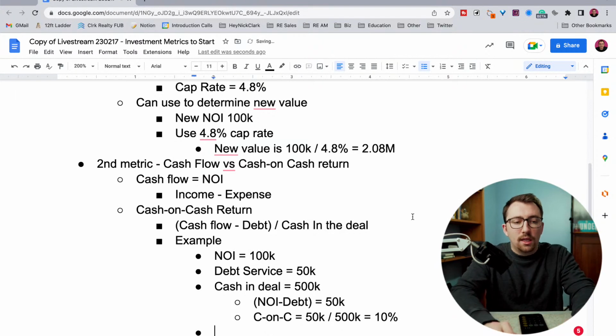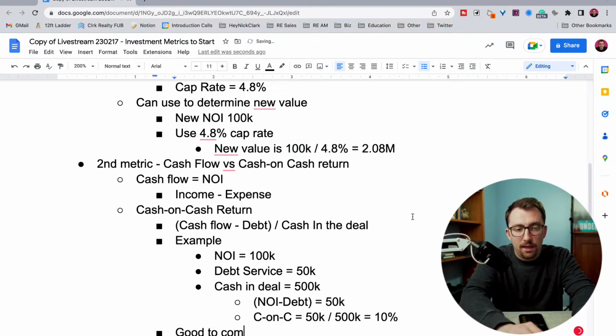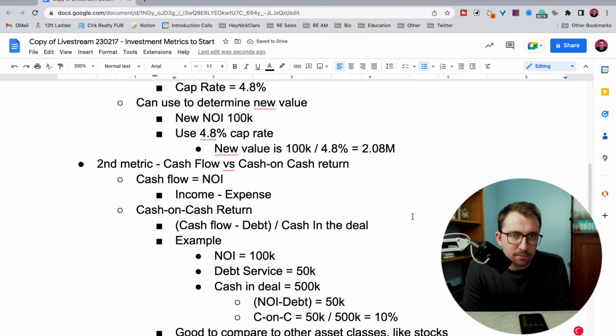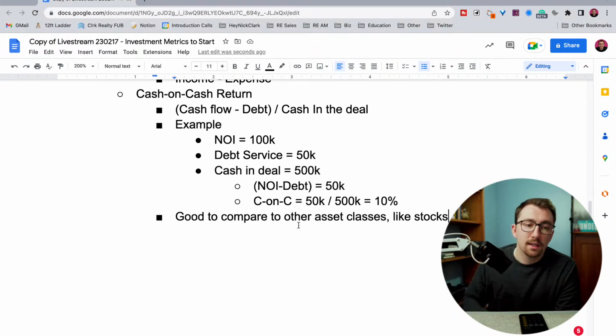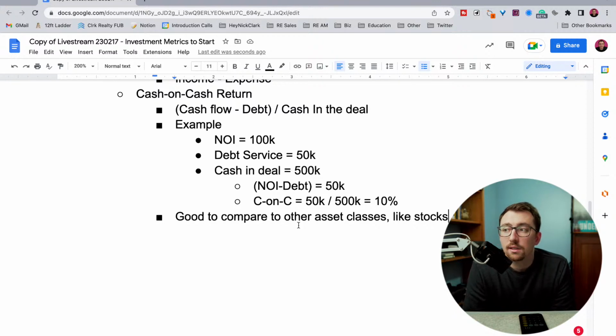Now, this cash on cash return is good to compare to other asset classes like stocks. Sometimes, depending on your situation, it might not make sense right now to buy real estate as an investment asset. Let me scroll here so you guys can see, sorry. Maybe it makes more sense to buy stocks. And if that's the case, you need a way to compare: would I be getting a better return on the cash I have if I use it to purchase a property versus investing in stock? So in this case, if you had $500,000, you could go buy a property.